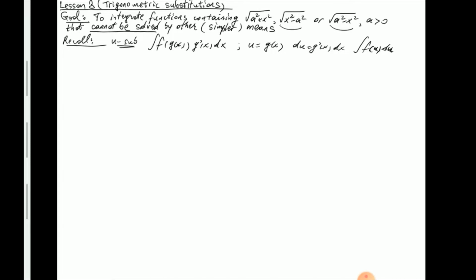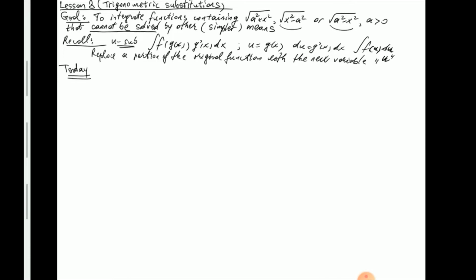So in the substitution that you learned so far, you replace a portion of the original function with a new variable, which you can call anything you want, but we typically call it u, and that's why we call it U substitution. Today we're going to do kind of the opposite, which may sound strange because it may look like you complicate matters, but you will see immediately that we do that for a good reason.